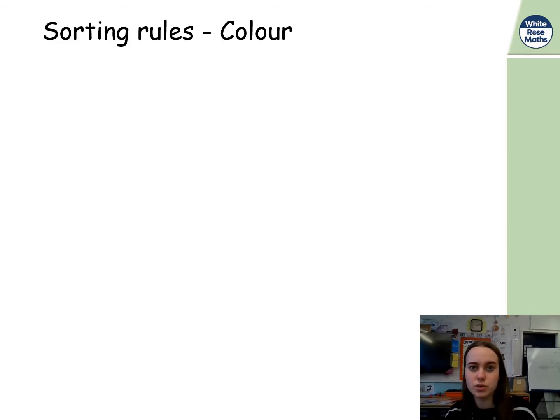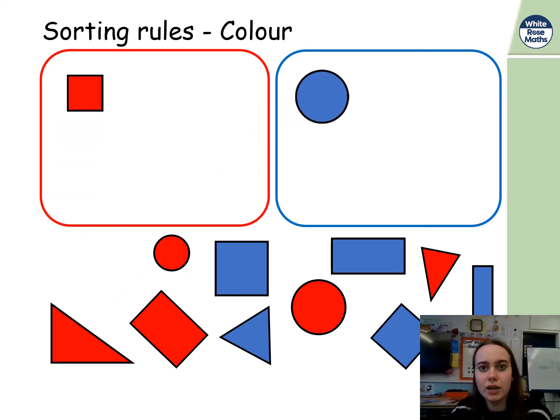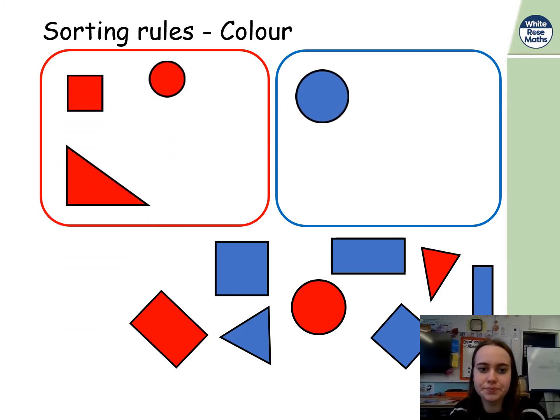So we can also sort shapes out by the colour. So for example, we might have a red group and a blue group. So we'll sort all of the red shapes into the red and all of the blue shapes into the blue.